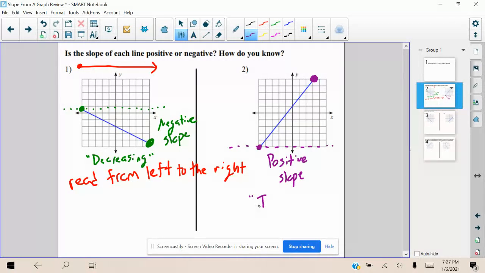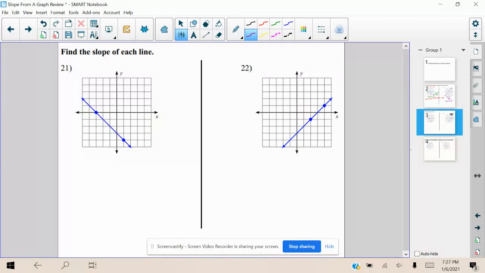And it's because we are increasing. Since we are rising up, we have a positive slope. If we're going down, it's going to be a negative slope. Number 1 is negative because we're going down, we're decreasing. And number 2 is positive because we are going up, we are increasing. Awesome.